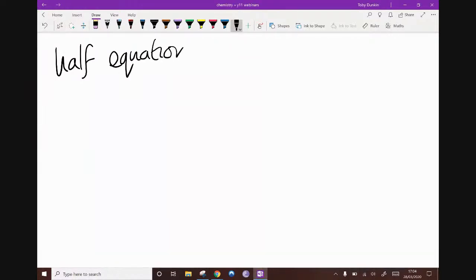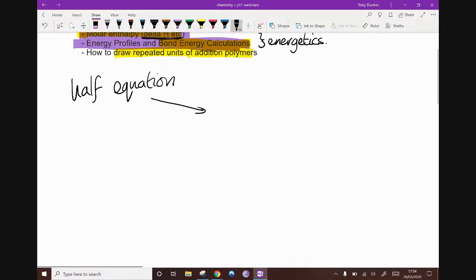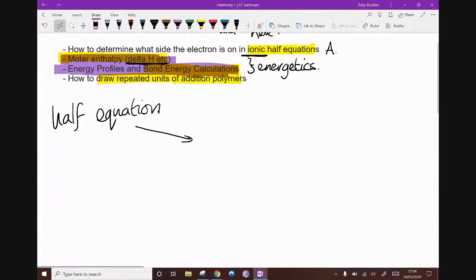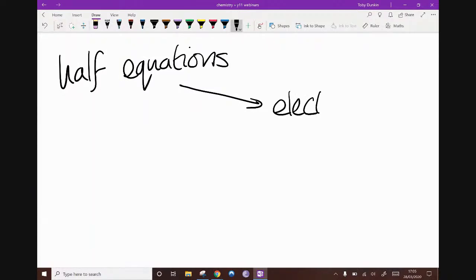Now, you said ionic, which is really tricky because there are two places where half equations make an appearance. At GCSE, the first and probably the most challenging, and this is where your question hinted, you said, where do the electrons go? What that means is the half equations that you're talking about are electrolysis.